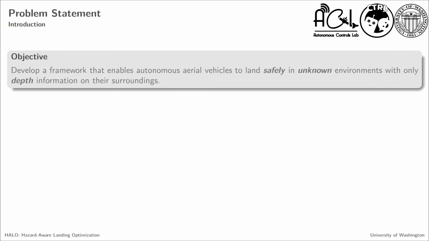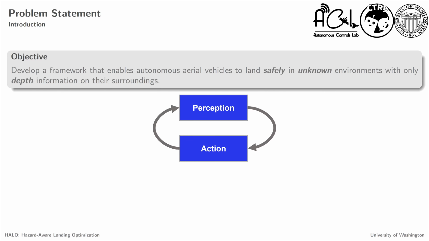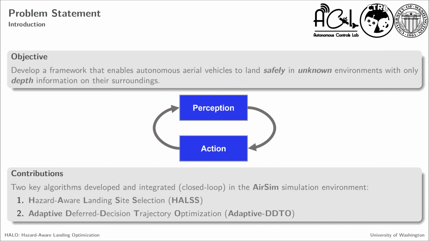The objective of our research is to develop a framework that enables autonomous aerial vehicles to land safely in unknown environments with only depth information on their surroundings, such as LiDAR. We conduct this by closing the loop on perception and action, or path planning. To this end, two key algorithms have been developed and integrated closed loop in the AirSim simulation environment: hazard-aware landing site selection, or HALS, and adaptive deferred decision trajectory optimization, or adaptive DDTO.